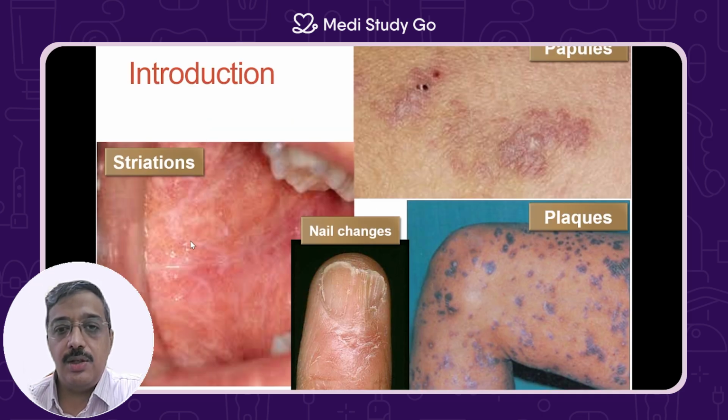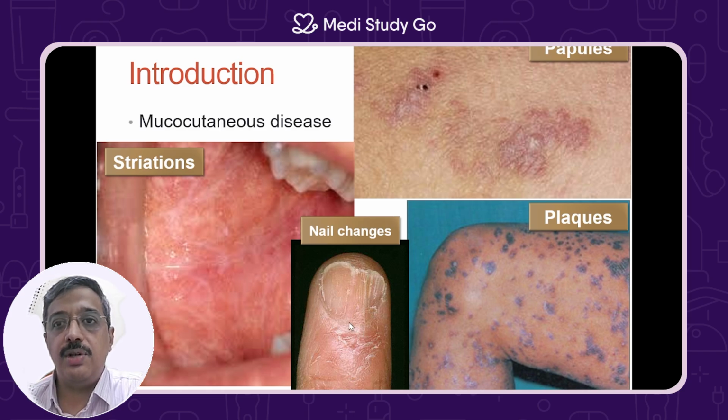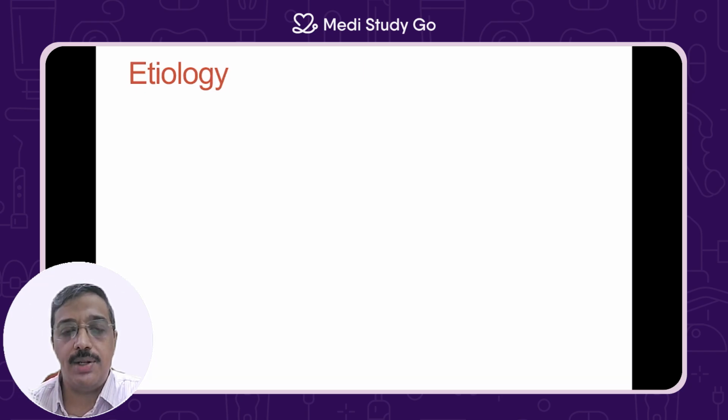Lichen Planus usually has this kind of striated patterns. These are called the reticular pattern. It can not only affect the oral mucosa but also the skin, like you see here, the purple pruritic polygonal papules, and it can also affect the appendages like the nails. Hence the name mucocutaneous. That means mucous membrane as well as the skin are involved.